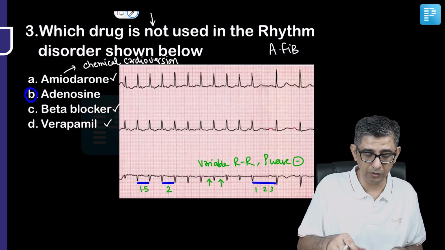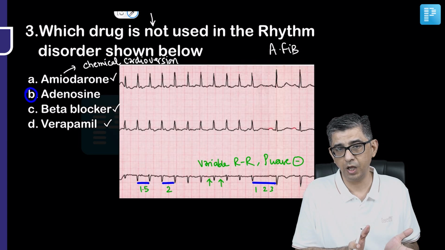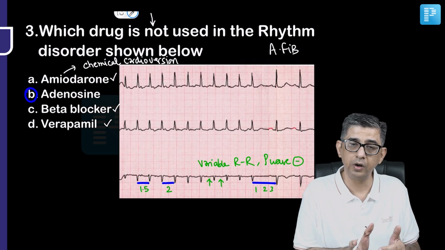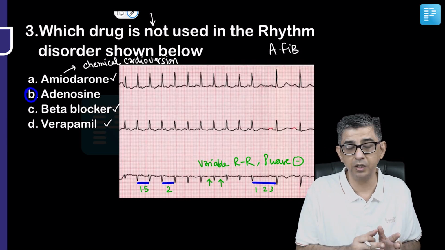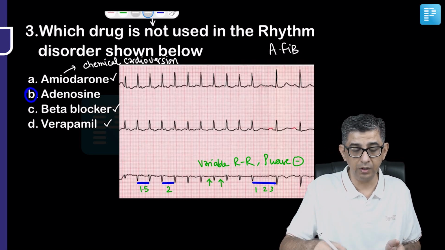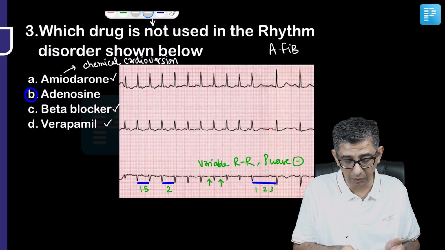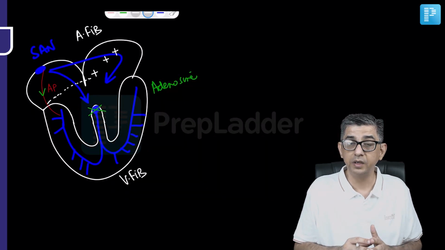I have solved this question in two ways. One is on exclusion capability, because I know what drugs are used for rate control. C and D are for rate control. Option number A is for rhythm control. So by exclusion, I can work out the answer. Plus, I also explained that if, unfortunately, adenosine is given, then it can cause deterioration as well.